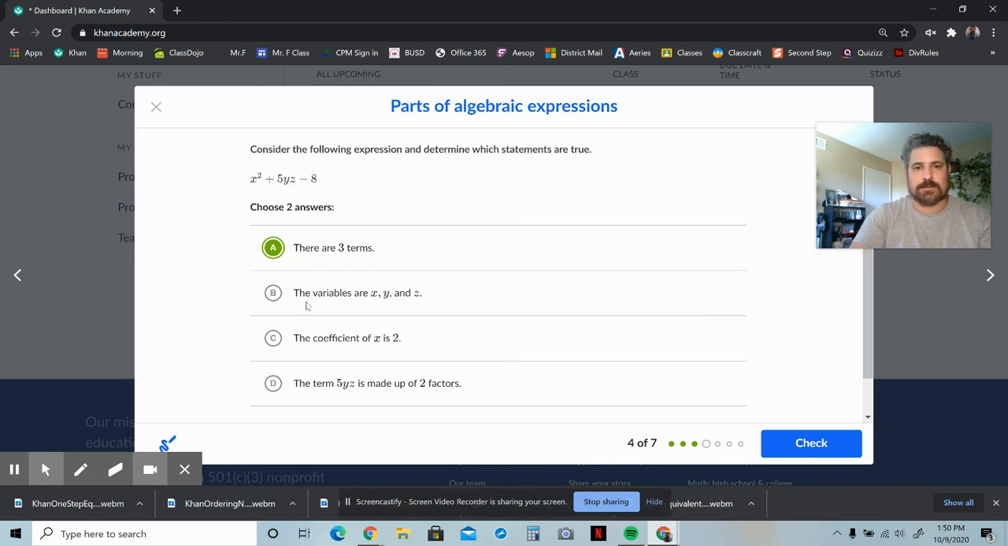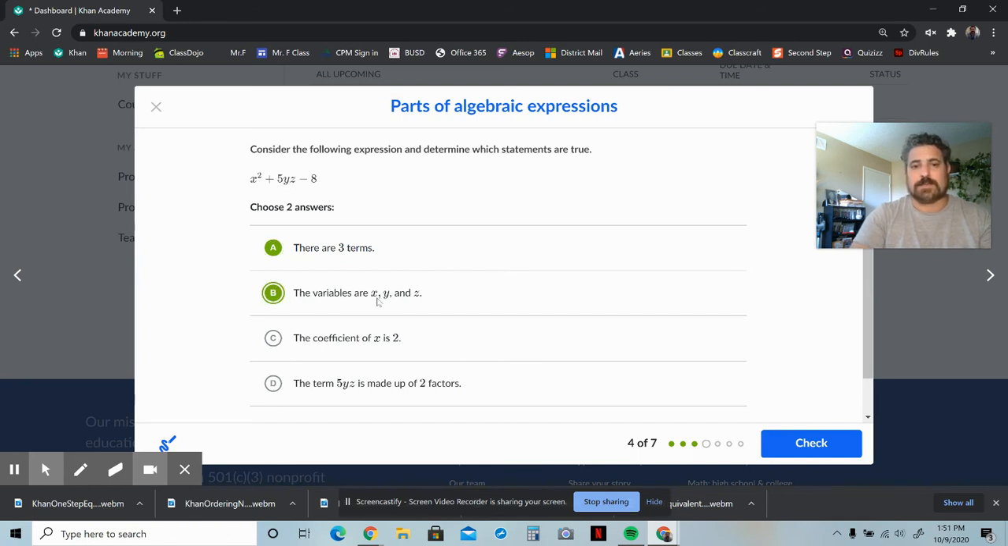Let's see if there's any better answers. The coefficient of x is 2. Nope, that's an exponent on x, not a coefficient. Coefficient is the thing multiplying the variable, not what it's being raised to. That would be called the degree. Okay, so that's not true. And the term 5yz is made up of two factors. 5yz is made up of three factors, 5 times y times z, so that's wrong. So this is the best answer here.